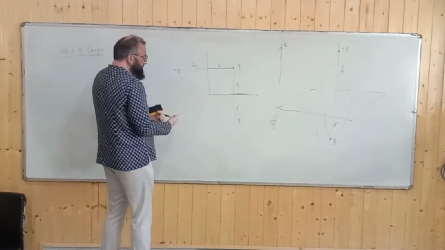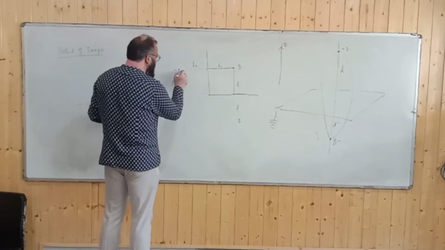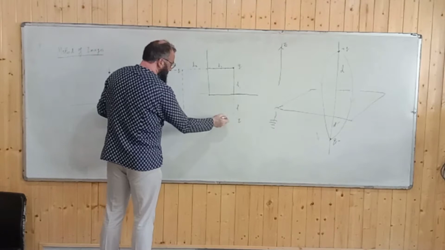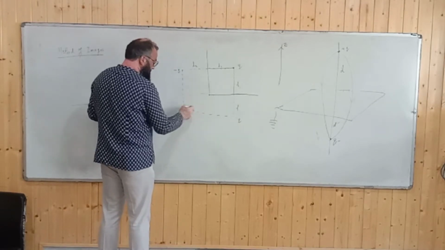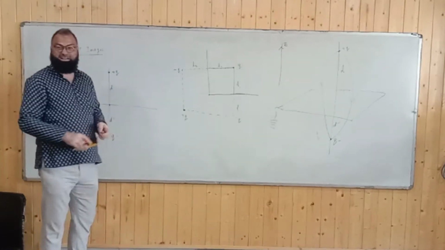So what I need to do, I need one additional charge, okay? So I will complete this thing. So about this very corner, I will introduce a plus q charge. Clear?